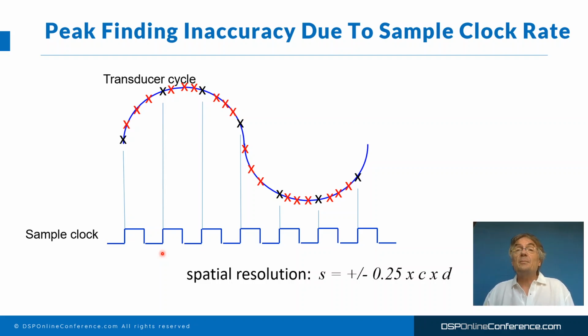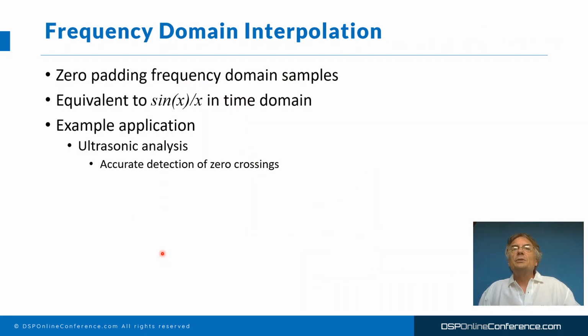Now, in this application, we're sending out these pulses, so we have this frame of data, this 1 millisecond frame of data, where we're looking at the reflections. We have a frame-based approach, which, as we've discussed, is ideal for FFT-based applications. So what do we need to do? Well, we need to take this frame, we need to interpolate the data in the frequency domain.